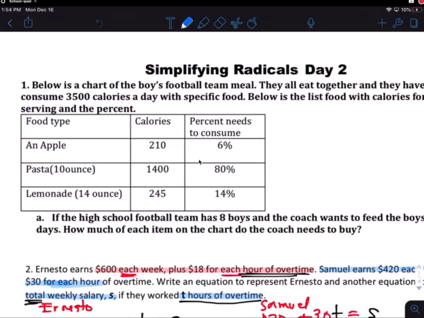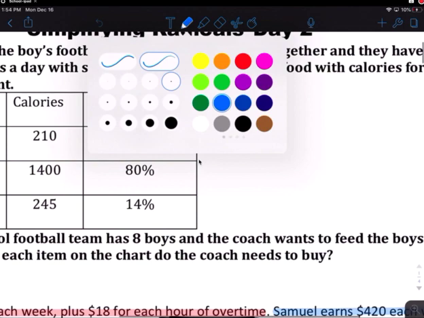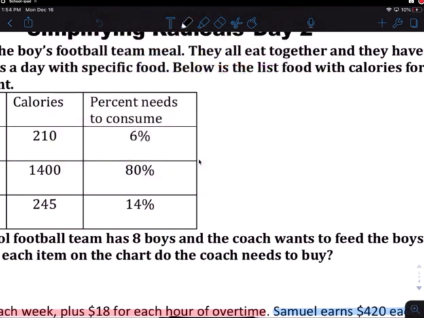Homework. Most classes we finished, but one class I didn't do this. So most classes we finished the first page. Anytime you have a percent, you turn it into a decimal. Okay, it's the first thing you do.